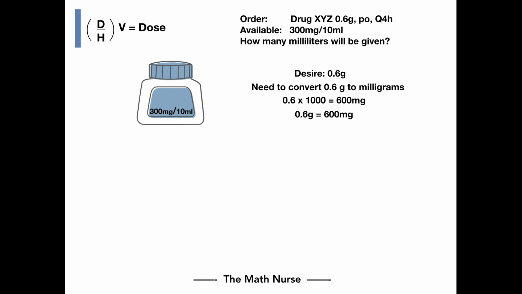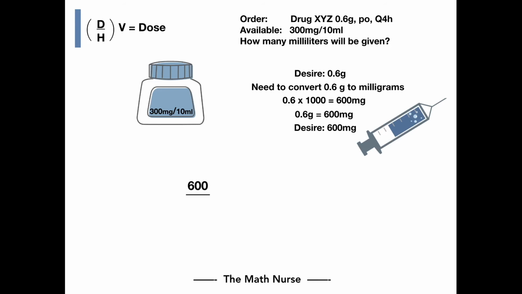Our desire is 600 milligrams because 0.6 grams equals 600 milligrams. So our desire that we're going to give the patient by mouth every 4 hours is 600 milligrams. That's how much we're going to put in our syringe. Okay, now the syringe doesn't necessarily have the needle on it when we give it to the patient by mouth, obviously, but we might have that needle on there when we actually draw it up, and then we'll give it to the patient without the needle by mouth.